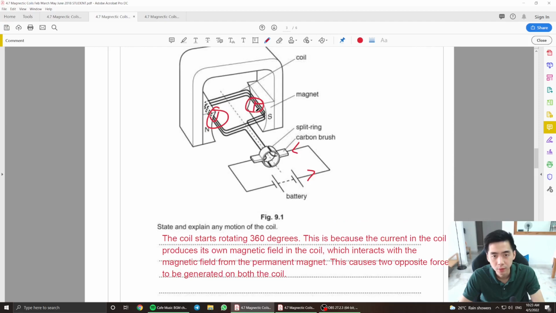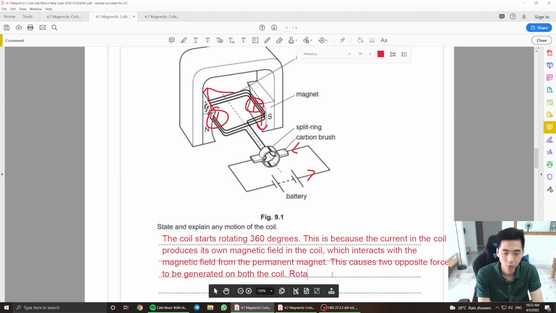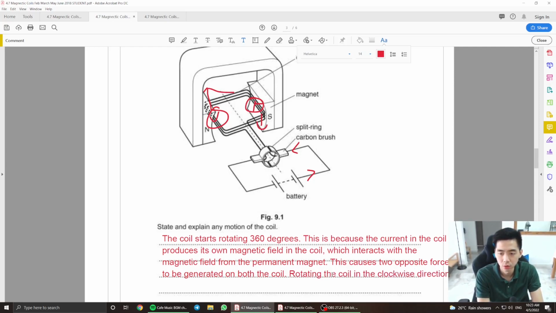Let me see. With the current, this is going to be your Fleming's left-hand rule again. Looking at this part of the coil here, the magnetic field is going kind of upwards. The current will be coming downwards here, right? Then after that, your force will be upwards. So it's actually going to rotate in the clockwise direction, rotating the coil in the clockwise direction.